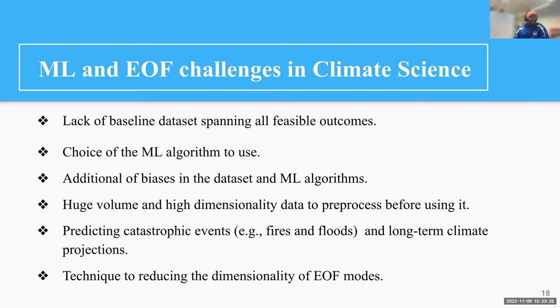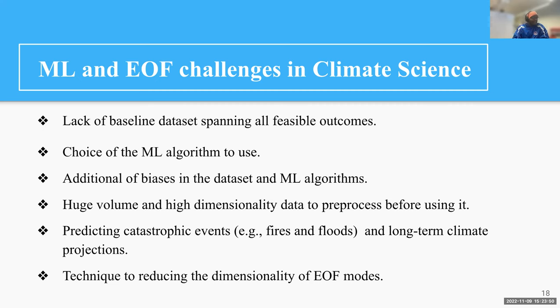Also it is high dimensional. So for you to process it and use it with machine learning, you really need to transform that data set into a useful form which can be used by machine learning. Then there is predicting catastrophic events. For example, a fire can be started by anyone at any time, so it's really difficult for someone to predict fires and floods.